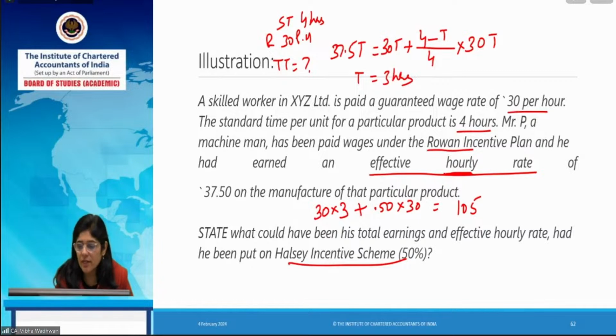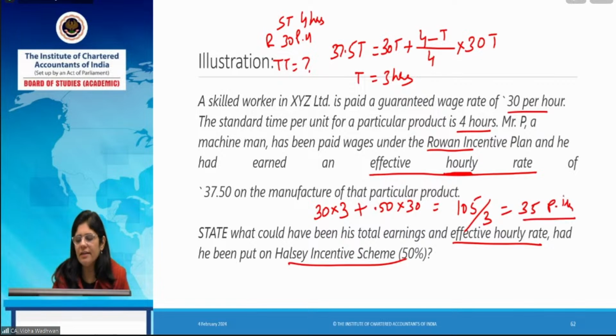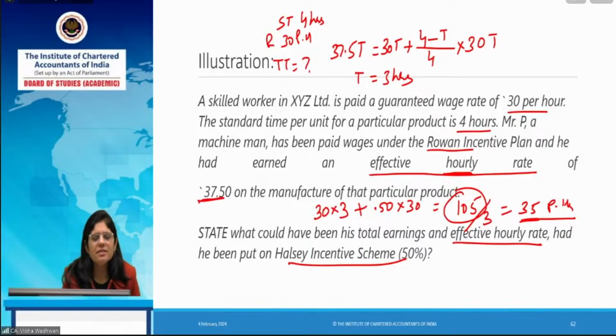105 total. Now effective hourly rate means divided by the time taken, which is 3. You will get 35 per hour as the effective hourly rate under Halsey. Clear? So how do you calculate effective hourly rate? Whatever is the total earnings divided by time taken, you will calculate the effective hourly rate. Similarly, for Rowan, it was 37.5. So from hourly rate, how do you calculate the total earnings? Multiply by time taken, which is 3. You will get the total earnings. Clear? So this is how it is done.